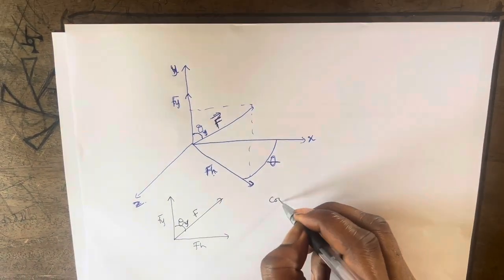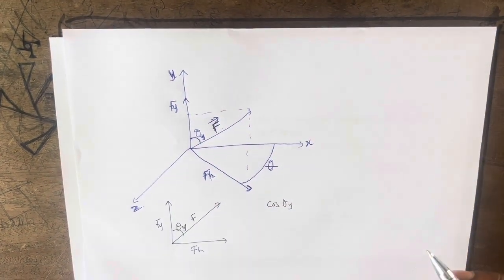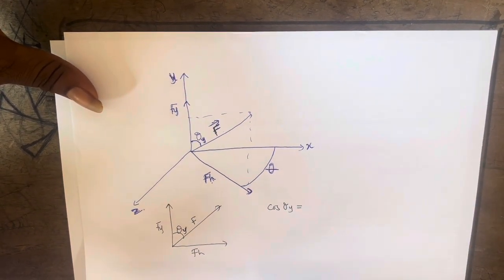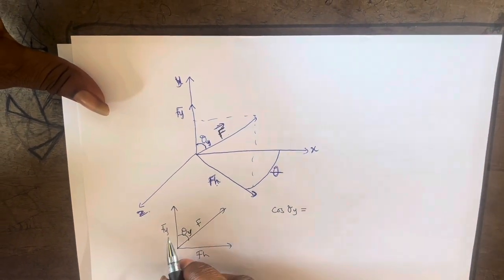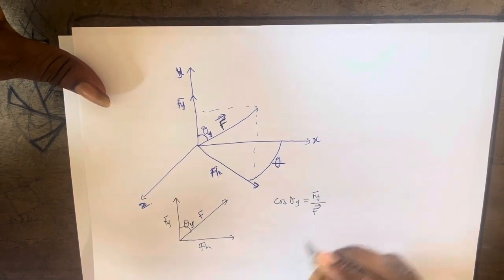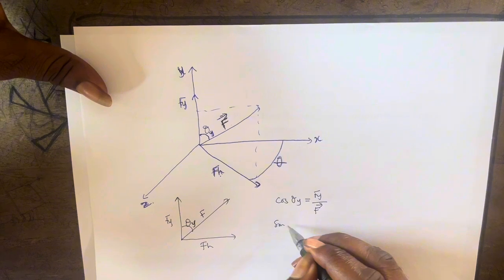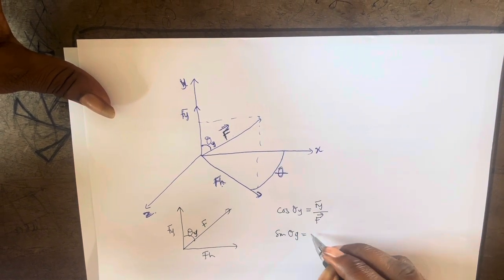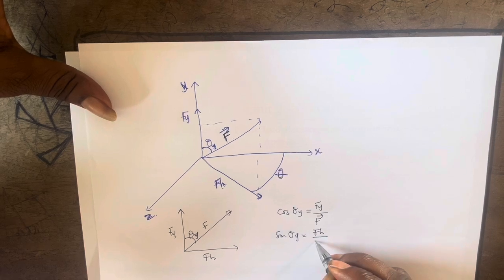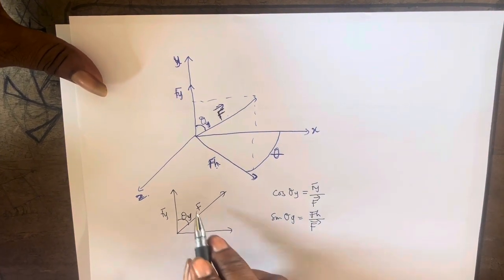So we have the cos of our theta y, which is equal to, we say the cos is what? Adjacent over hypotenuse. So the cos of theta y, what is adjacent will be Fy over the resultant force F. And the sine of theta y is equal to opposite, that will give Fh over our hypotenuse, which is the resultant force F.